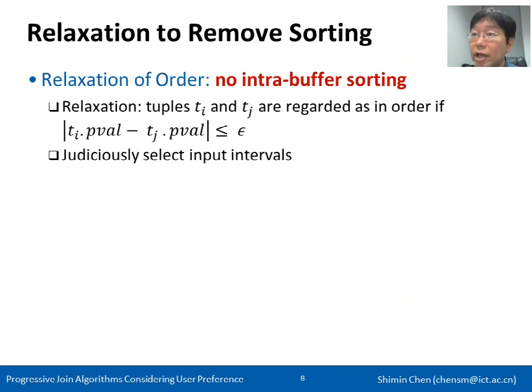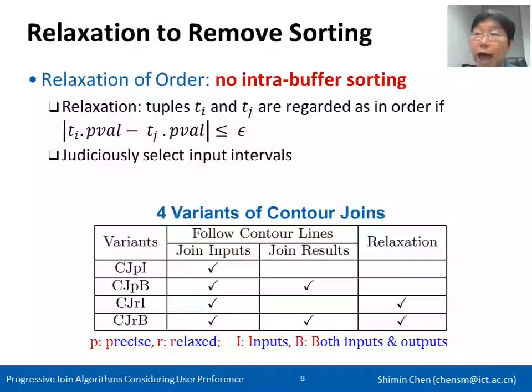In real-world applications, there are cases where the exact preference order among similar results might not matter so much. So we can relax the sorting precision by allowing a small error in the order. If this is the case, we can judiciously choose the input intervals to further remove intra-buffer sorting. We apply relaxation to the two precise algorithms and obtain two relaxed algorithms.